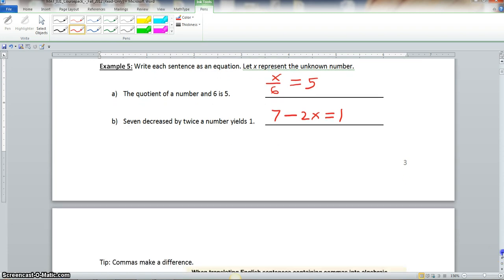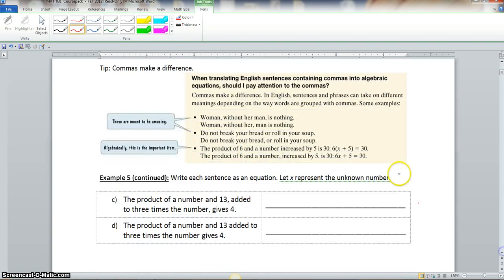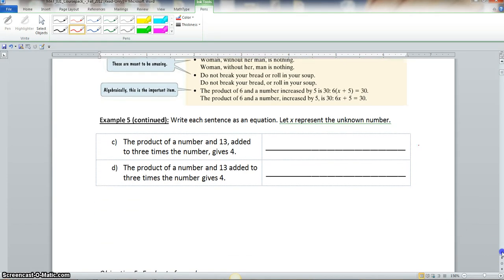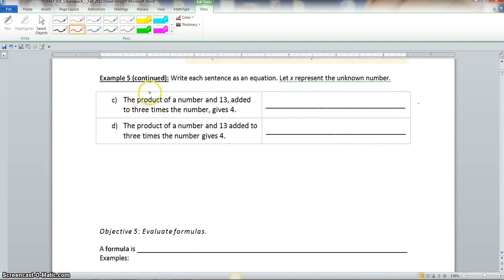Now we scroll down here. Now the tip about the commas, you can read that at your leisure. But what we're going to do, we're going to scroll down here and do example 5. It says the product of a number and 13, comma, added to 3 times the number, comma, gives 4. Now we know that all of these are linked together. But if you notice here, it says added to. Now you notice there is a shift when I write in these boxes here. So I'm going to go down here and do C and then D.